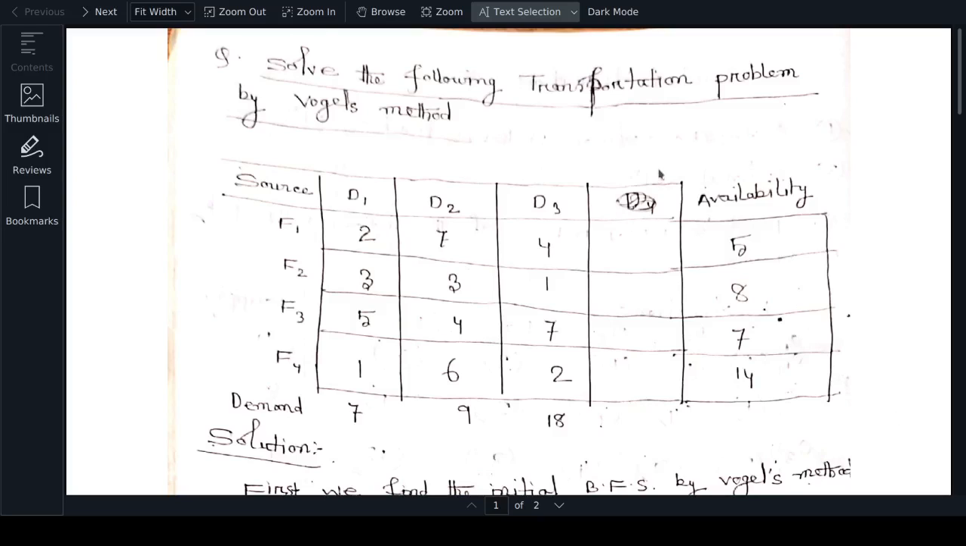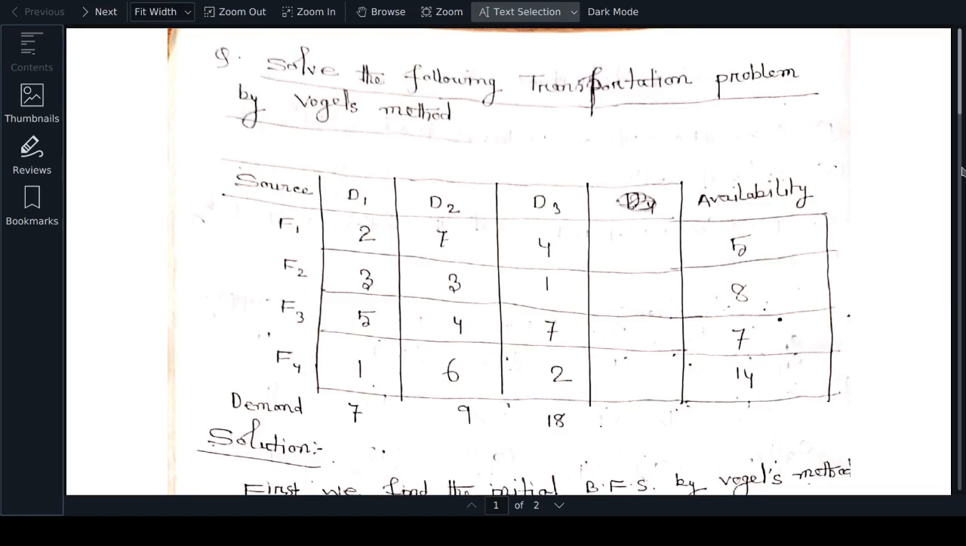Related to Vogel's approximation method. Okay, so Vogel's approximation method. So how to solve the transportation problem by Vogel's approximation method. So, the procedure I have given is how to use Vogel's approximation method, or unit cost penalty method.